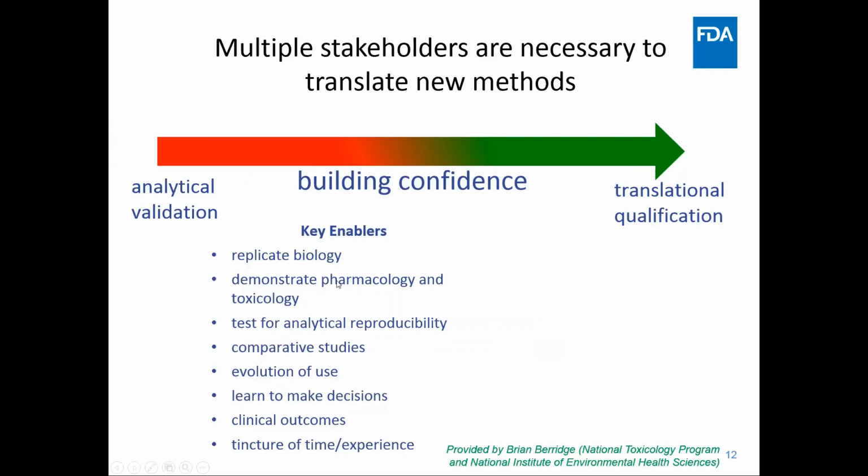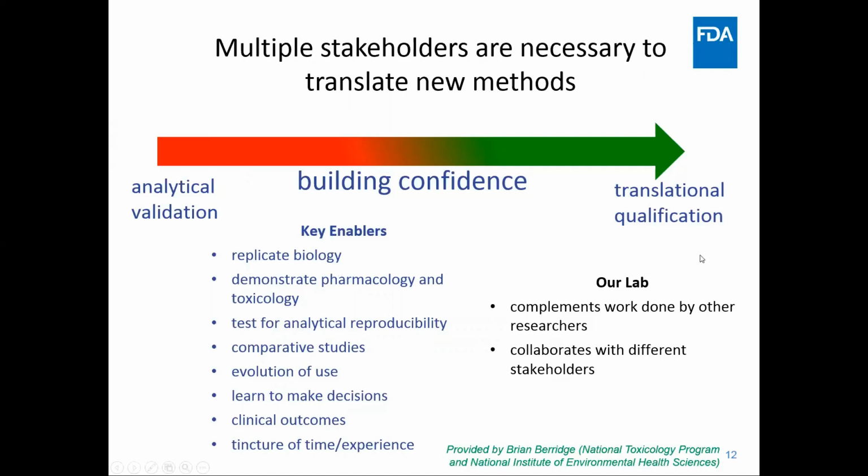So our lab, as I've mentioned, we complement work done by other researchers. We don't develop new systems, we don't fabricate new systems. And because of this, we collaborate a lot with different stakeholders. And our contribution to this effort is in replicating biology, demonstrating pharmacology and toxicology, and testing for analytical reproducibility and doing comparative studies. However, there's much more that needs to be done after this. And for this, it's necessary to have consortia, public-private partnerships, basically mechanisms that enable the participation of different drug development stakeholders. And we collaborate with these.